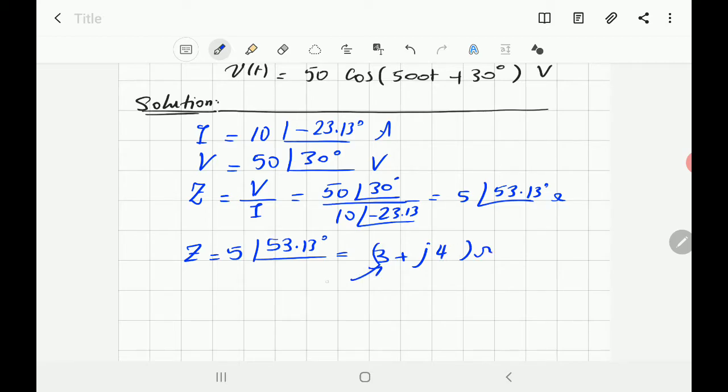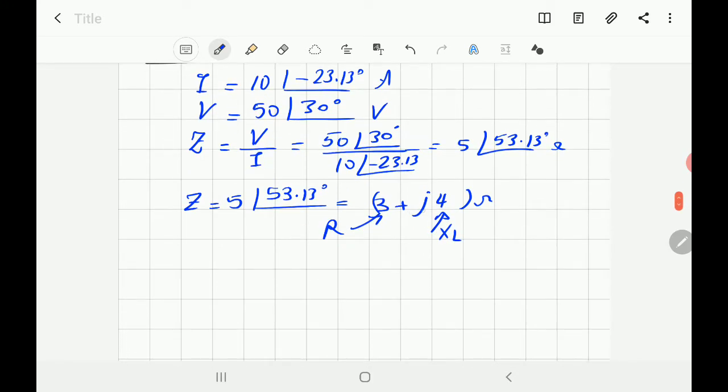So the real part will be the resistance and the imaginary part will be XL. Obviously you have plus j, so that's why I write XL. So the two elements in series are a resistor and an inductor. The resistance is equal to 3 ohm. L, I have to find L. How to find L from XL? I know that XL is equal to 4 ohm and XL is equal to omega L.